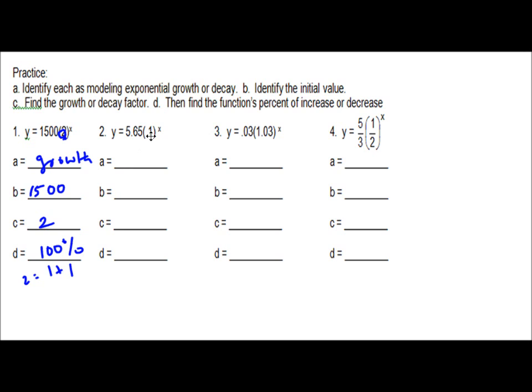Let's do one more. We have a decay function here because it's 0.1, between 0 and 1. Oh, sorry, A is where we have to write decay or growth. So it's a decay here. B is the initial amount, 5.65. 0.1 is the decay factor. So 1 minus 0.9 is our 0.1. So 90% is the percentage decrease. Do you get it now? Okay.